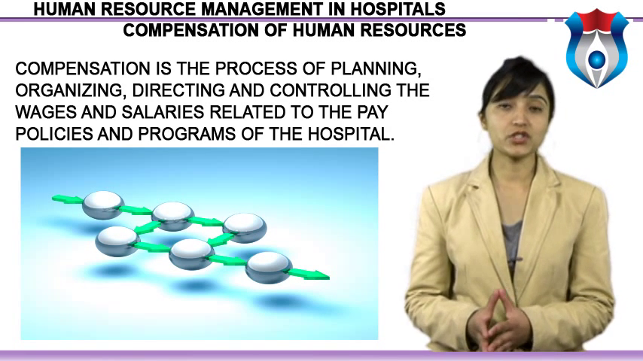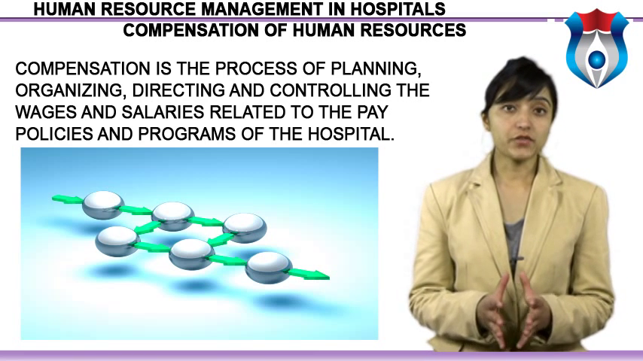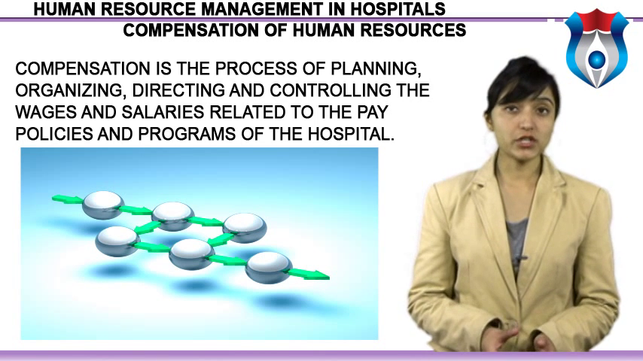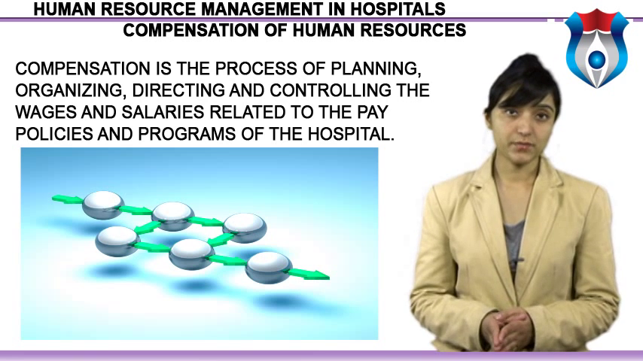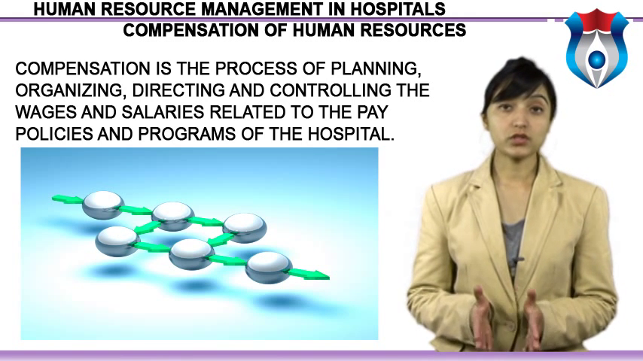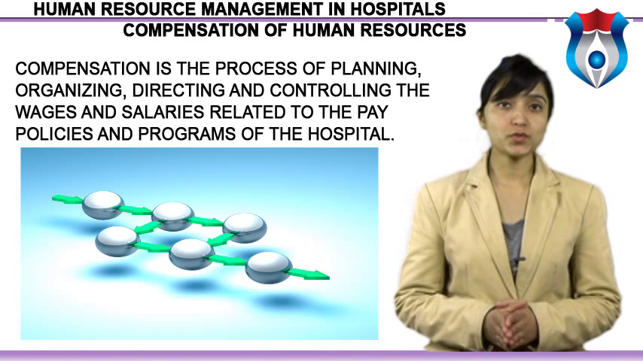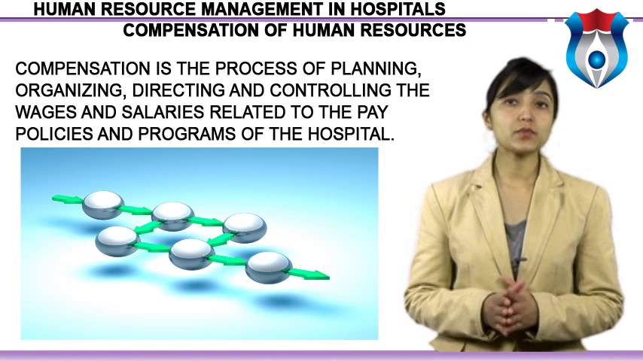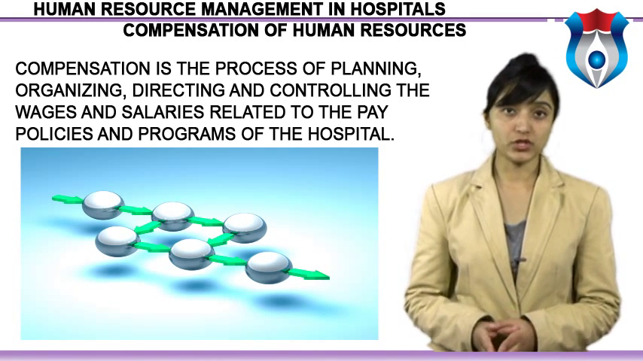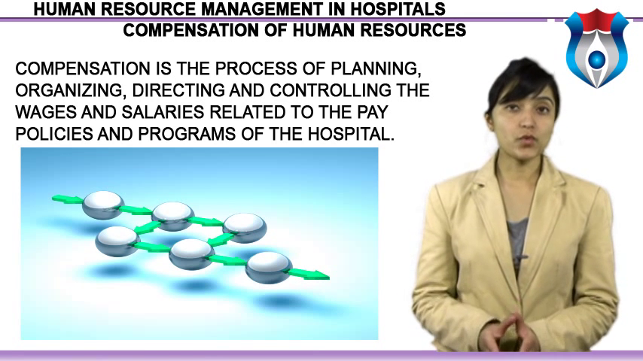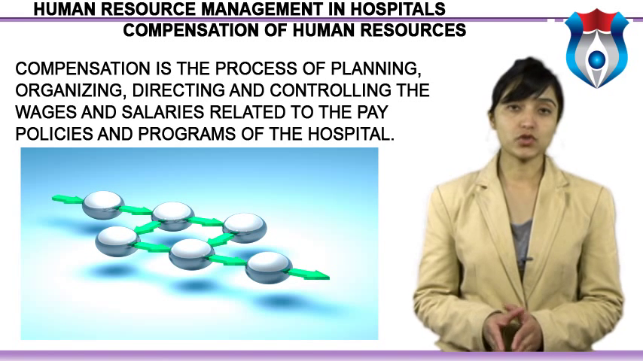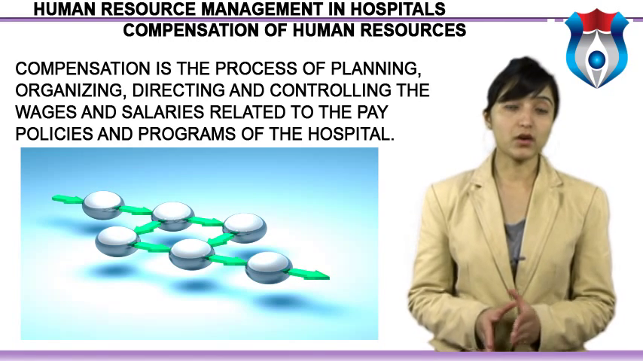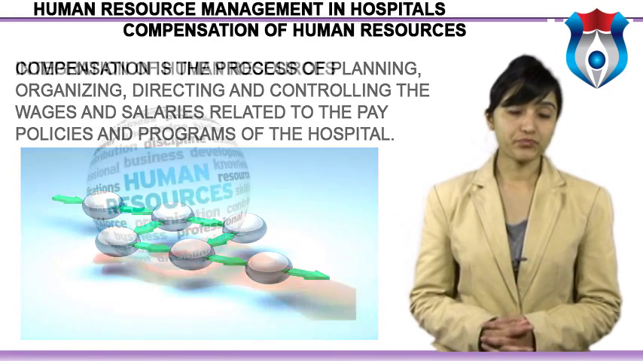The determinants of wages and salaries in the hospital are the financial position and corporate philosophy of the hospital, statutory regulations pertaining to wages and salaries, job evaluation, cost of living index, and benchmarking. Statutory regulations such as the Payment of Wages Act, Minimum Wages Act, Equal Remuneration Act and Payment of Bonus Act are all applicable to hospitals also. Thus, the provisions under these laws have to be observed while developing a wages and salaries policy.